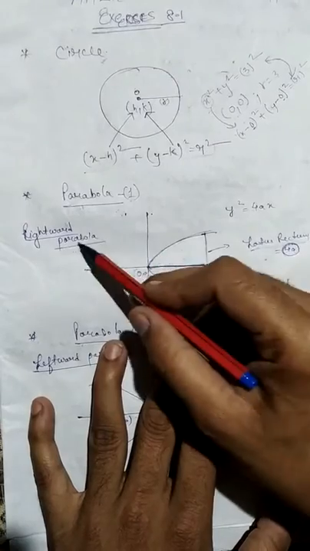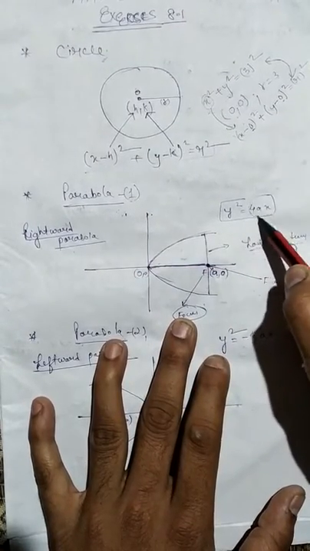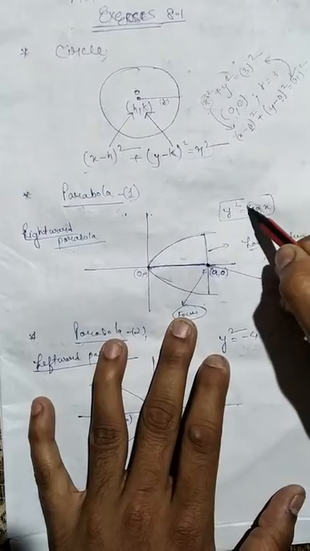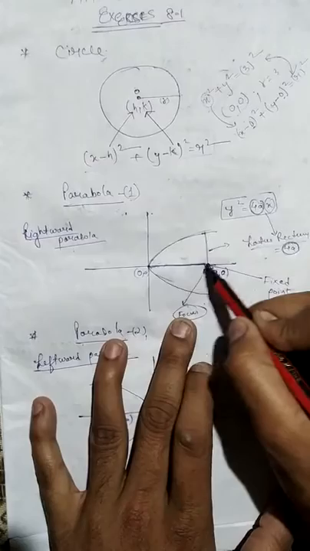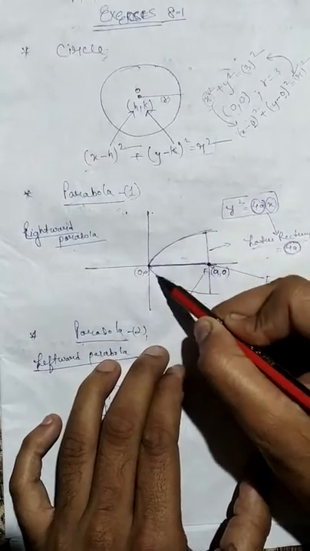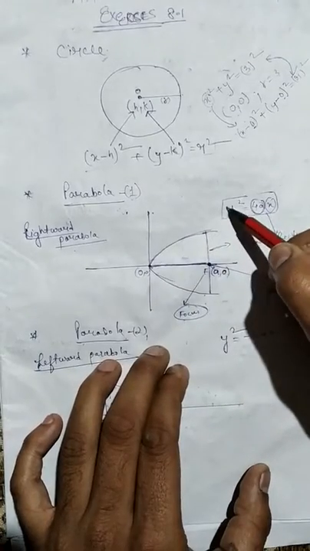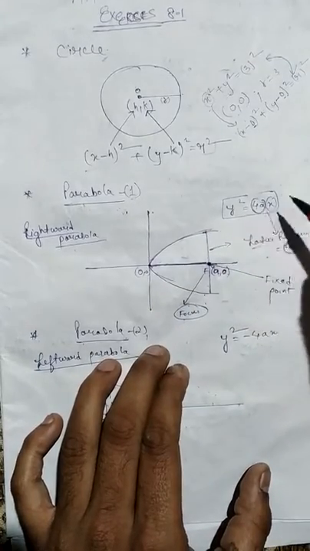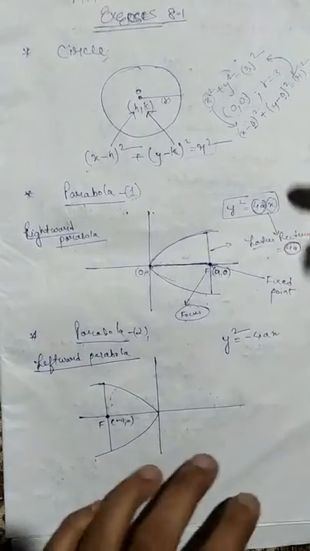One more thing to keep in mind: the equation for the rightward parabola is y square equal to 4ax. Remember 4a is your latus rectum, and x means according to x. Now y means it is touching the y-axis. If it touches the x-axis, it will change to x square equal to 4ay. Just keep this in mind.